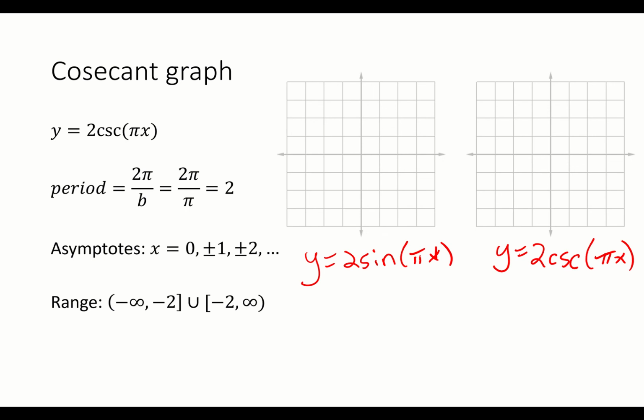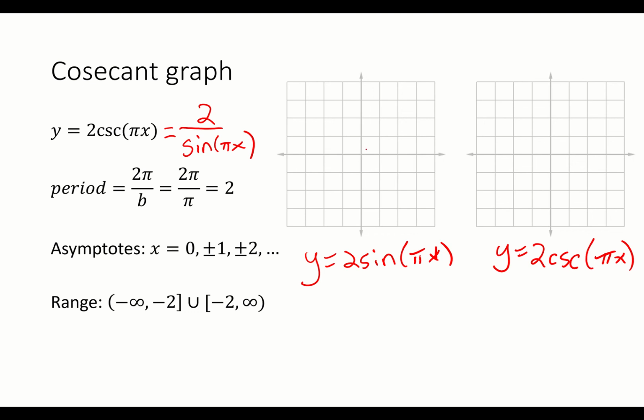So why am I going to graph a sine function before I graph the cosecant function? Well, it's because the sine and the cosecant function are multiplicative inverses of each other. They are reciprocals of each other. So 2 cosecant of pi x is really the same as 2 divided by the sine of pi x. So before you graph the cosecant function itself, you're going to want to graph the corresponding sine function, and then look at the reciprocal of that sine function. That's going to be the best way to do this.